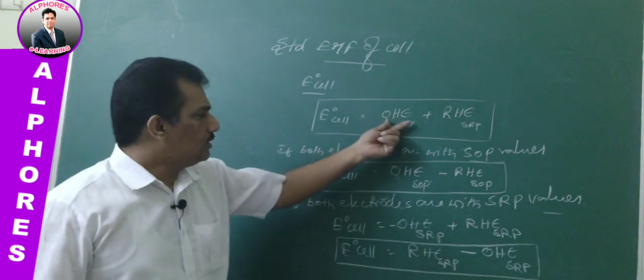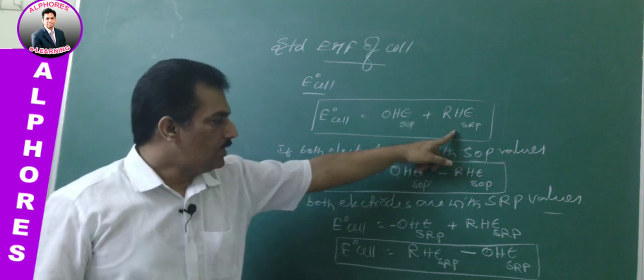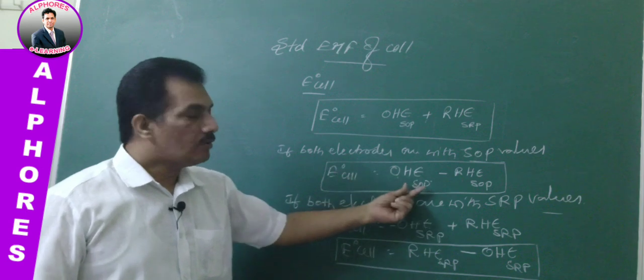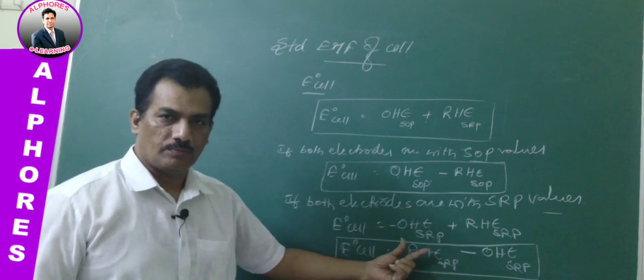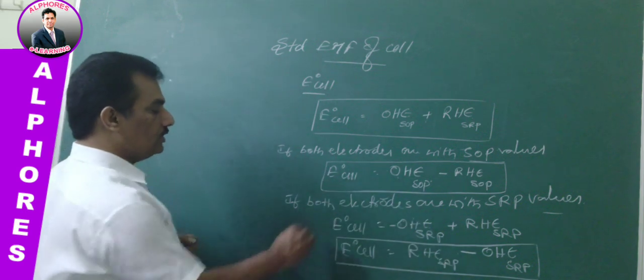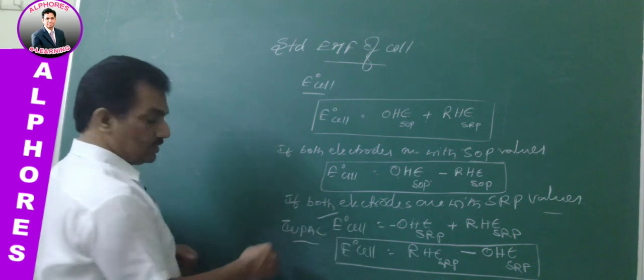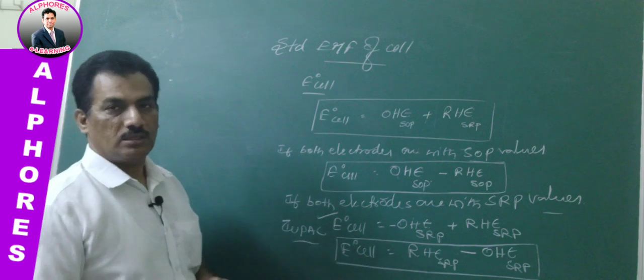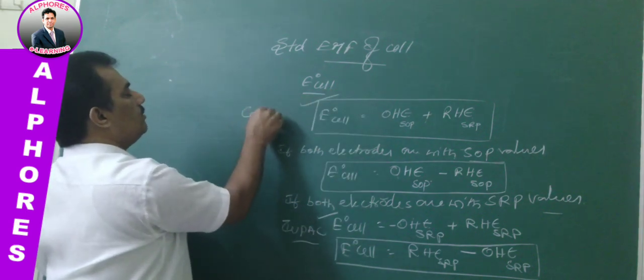One is when one electrode is with SOP and the other one is with SRP, another when both are with SOP values, and when both are with SRP values. Are you clear? But even though in IUPAC convention this is correct, as per IUPAC we have to use it, while doing the numericals the convenient method for us is this one. This is the convenient method.